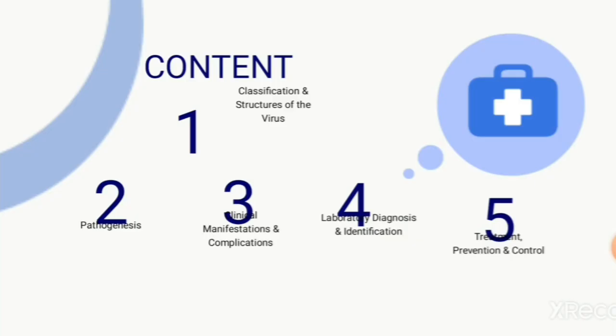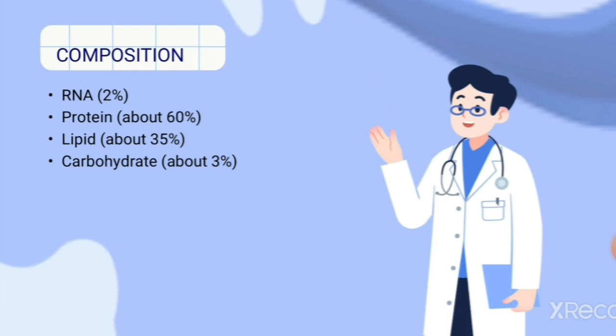As for the content of this topic, first we have the classification and structures of the virus, pathogenesis, clinical manifestations and complications. We have the laboratory diagnosis and identification, and lastly, treatment, prevention, and control. So let's start first with the composition of our retroviruses.